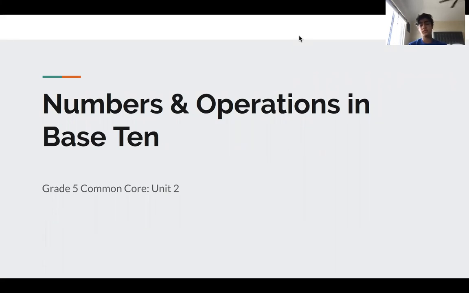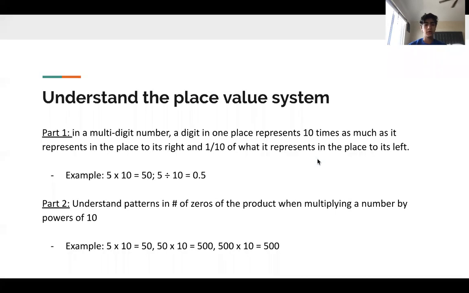And today we're going to cover numbers as well as operations in base 10. Okay, let's start by understanding the place value system. So when you have a multi-digit number, it's going to have more than one digit. You have to understand that a digit in one place represents 10 times as much as it represents in the place to its right, and 1/10 of what it represents in the place to its left.